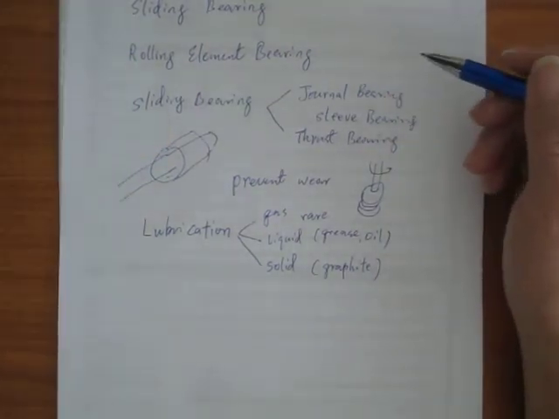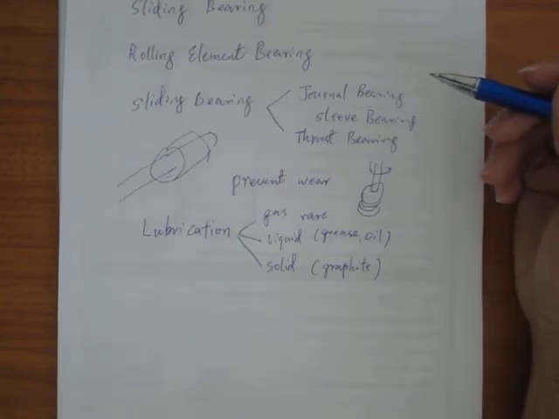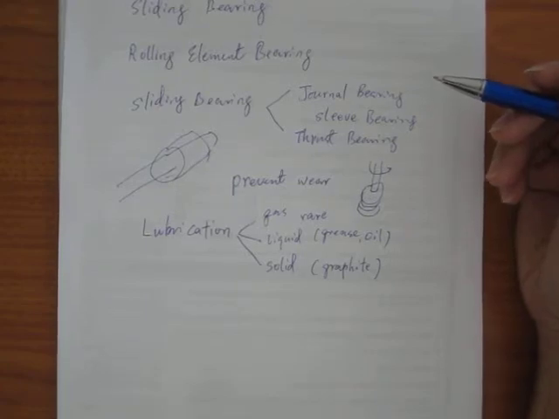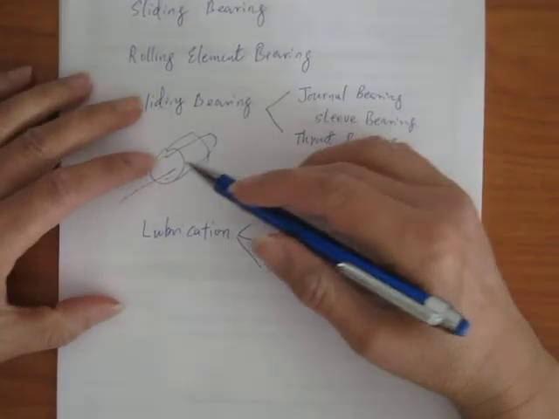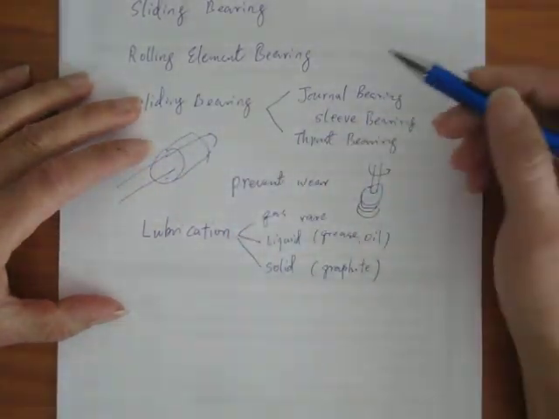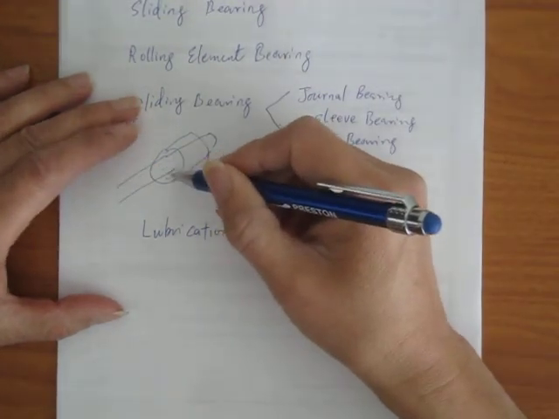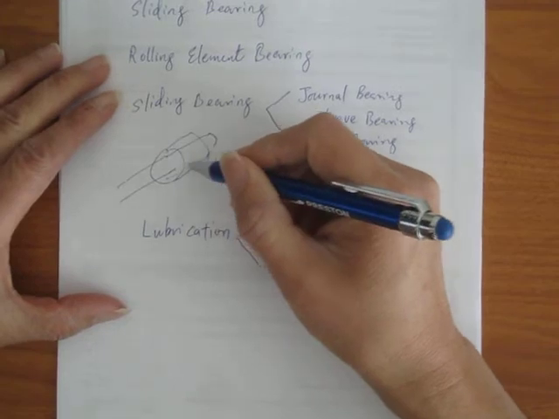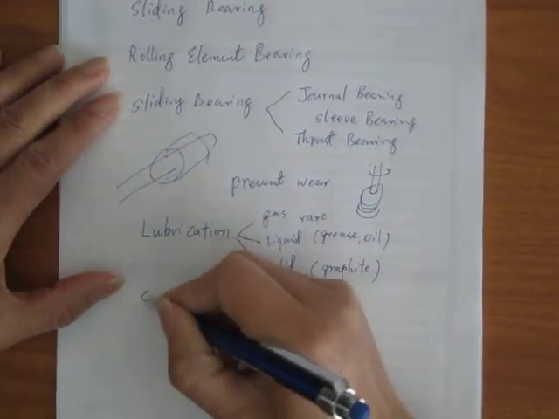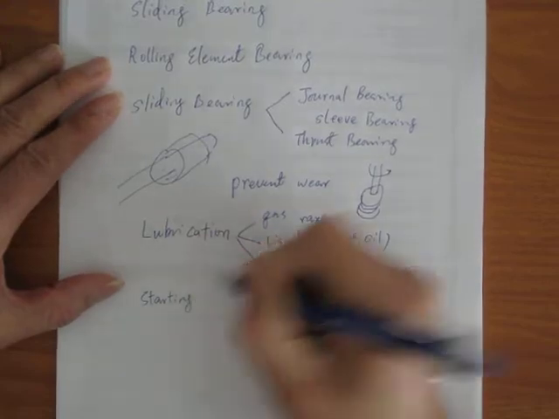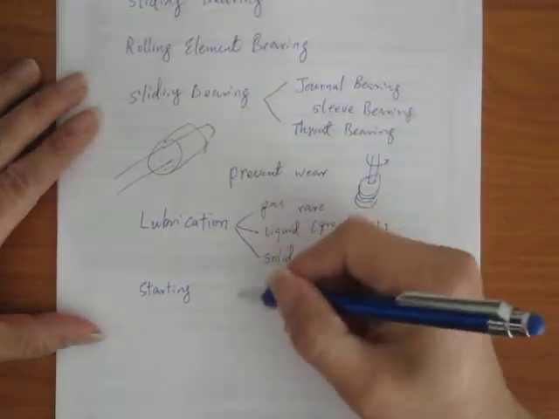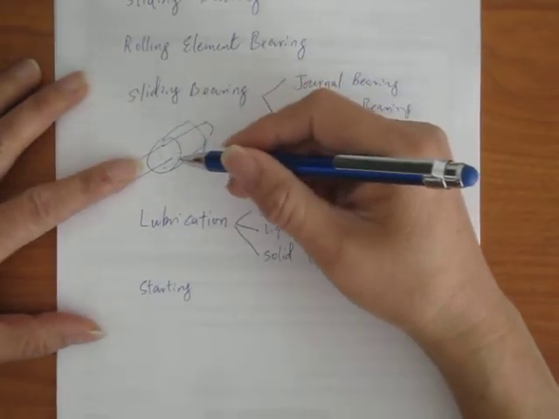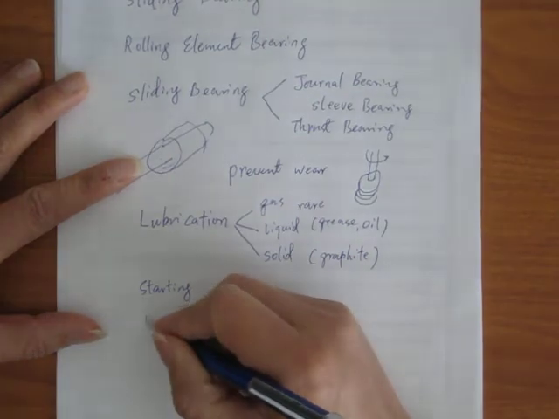There is a phenomenon called starting. This is very hard when the bearing is at rest. When it's at rest, the shaft is going to squeeze the lubrication out to the sides. So the starting is really important. It takes more torque. And once it has started, the shaft acts like a pump. We have something called hydrodynamic lubrication.